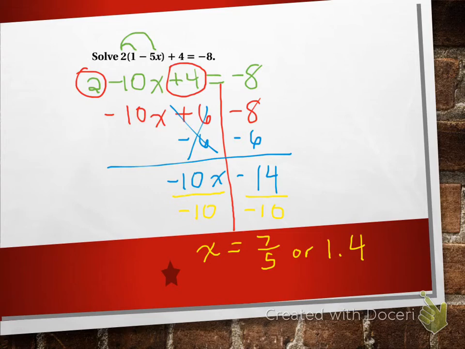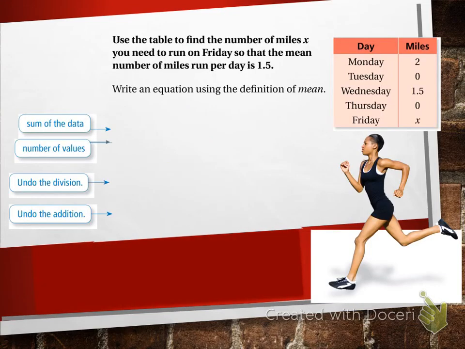So how is this really going to help us? So let's look at a real-life example. We're going to use the table to find the number of miles x you need to run on Friday so that the mean number of miles run per day is 1.5. Write an equation using the definition of mean.